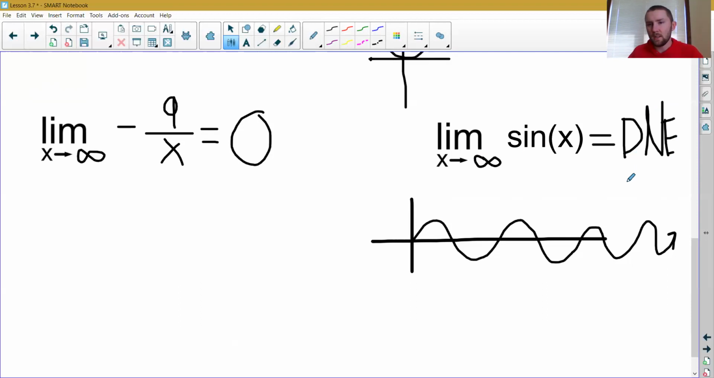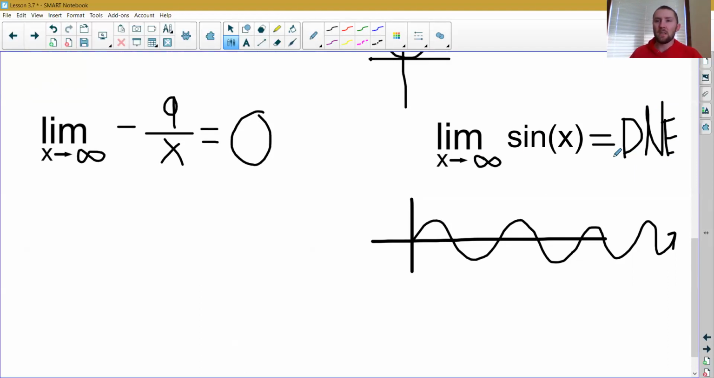Why does it not exist? Because my y value is not approaching any specific value. It's not approaching anything. It's going between negative 1 and 1, negative 1 and 1, bouncing back and forth and oscillating forever. So there is no limit of this function. The limit just doesn't even exist.